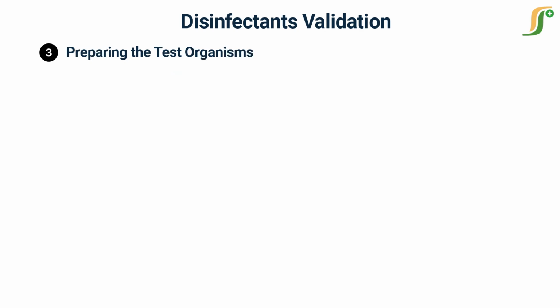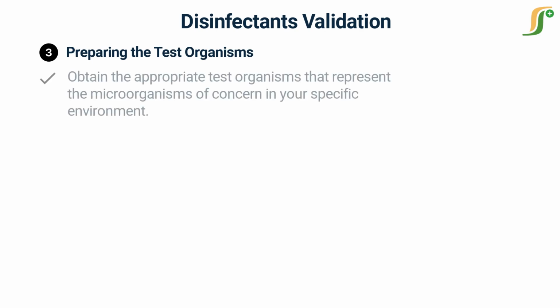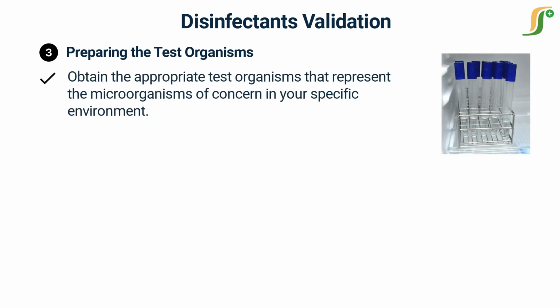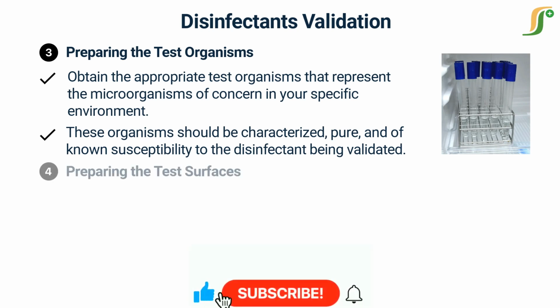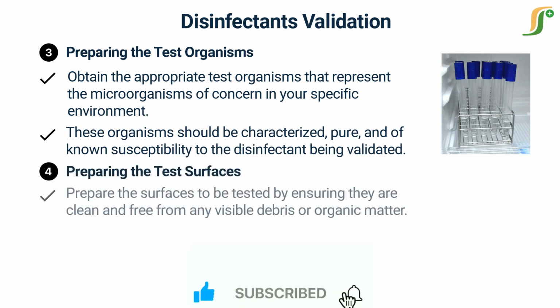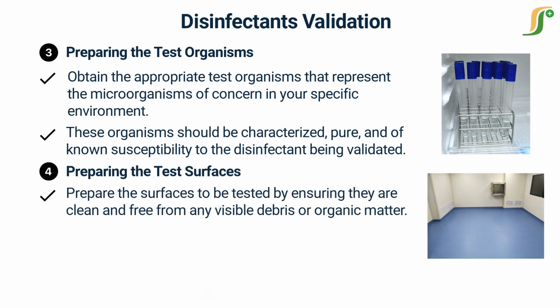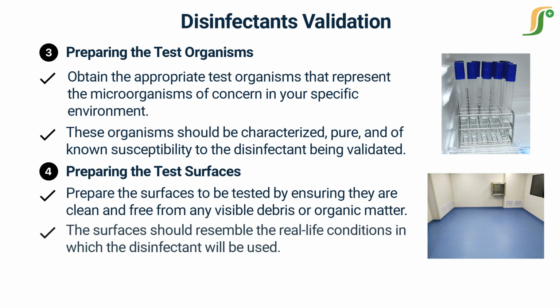Preparing the test organisms. Obtain the appropriate test organisms that represent the microorganisms of concern in your specific environment. These organisms should be characterized, pure, and of known susceptibility to the disinfectant being validated. Preparing the test surfaces. Prepare the surfaces to be tested by ensuring they are clean and free from any visible debris or organic matter. The surfaces should resemble the real-life conditions in which the disinfectant will be used.